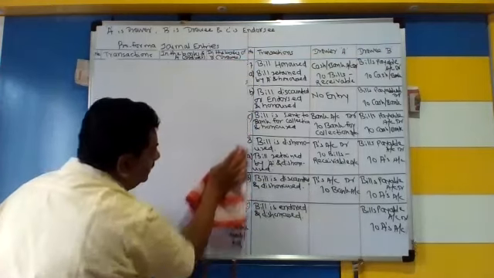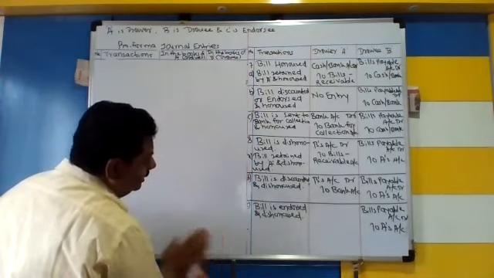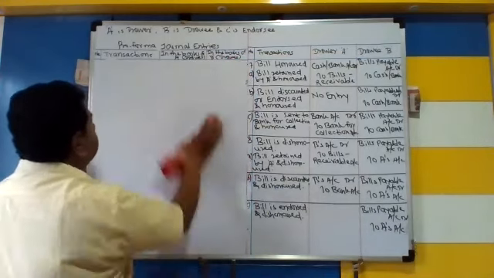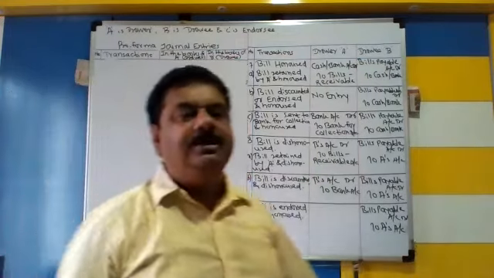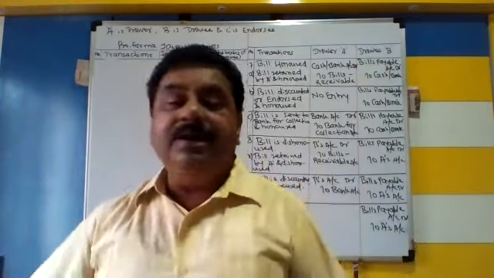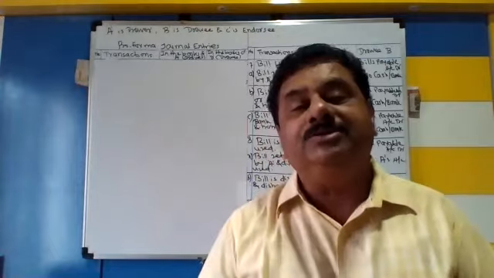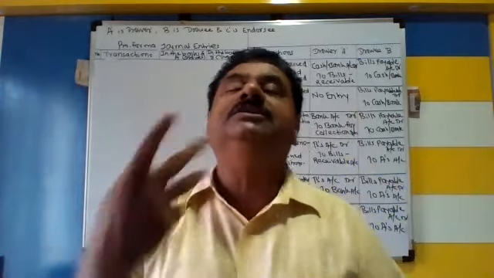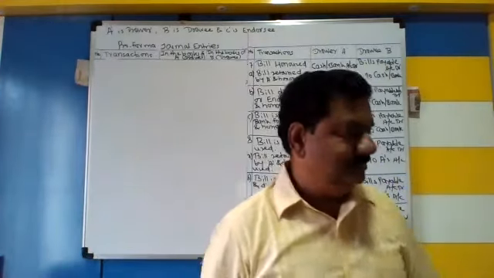Can anybody tell me the entry? You tell me please when the bill is endorsed. Now who has the bill? Who is the holder of the bill? When we discount with the bank, the bill is with the bank, so when we endorse, who has the bill? C. Yes, so what will the entry be now? Tell me.